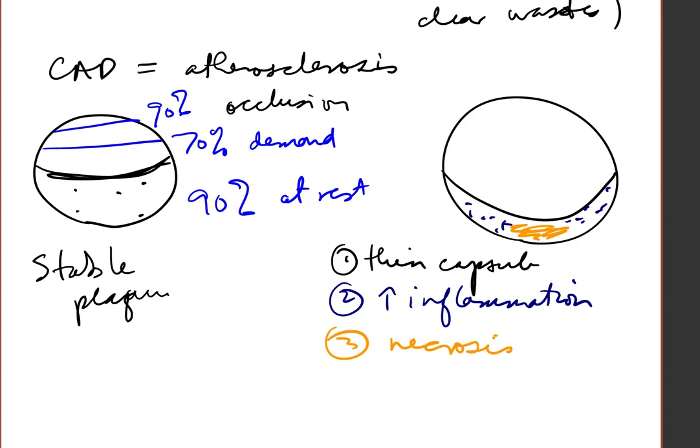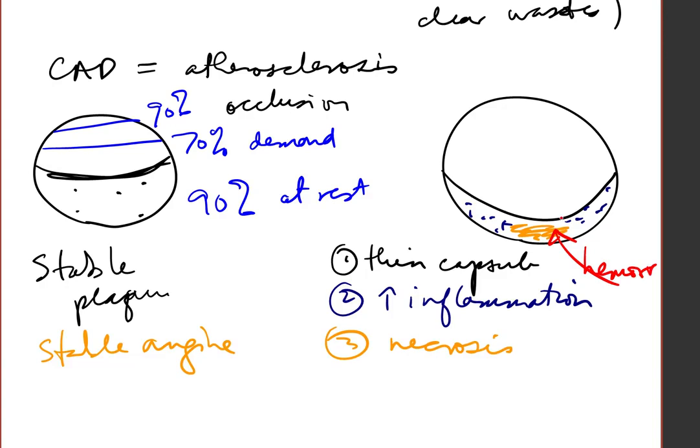Stable plaques correlate with stable angina. It's a very predictable pain. That's completely different than when we talk about unstable plaques, because two things can happen in unstable plaques. The first is one can get hemorrhage into the plaque, causing occlusion.